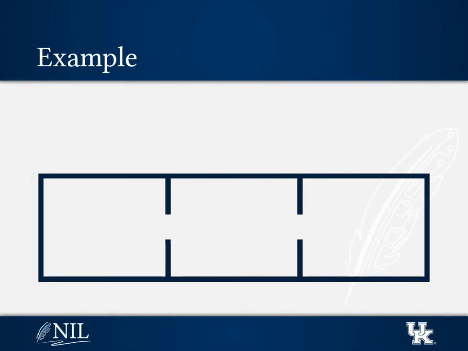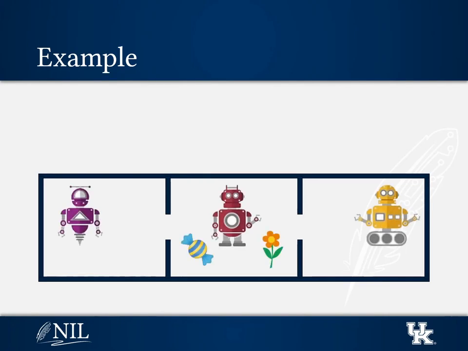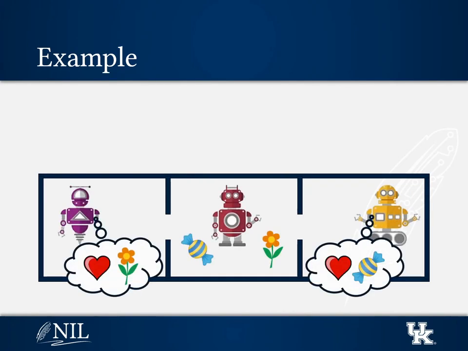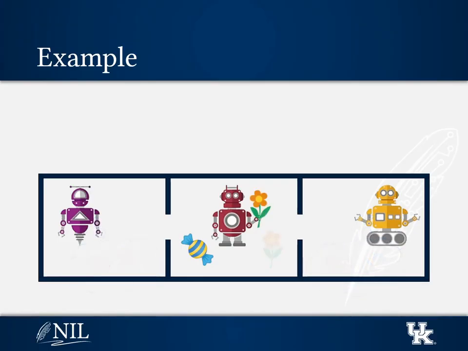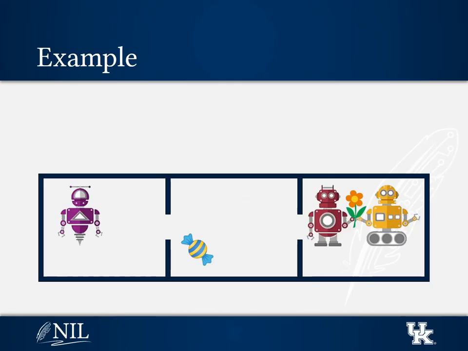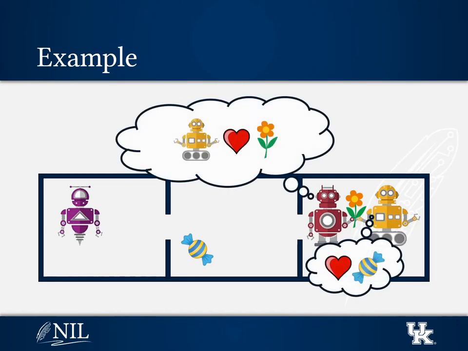Let's return to our example. Say the red robot is in love with one of the others. The purple robot on the left loves flowers, while the yellow robot on the right loves candy. We've observed the red robot picking up the flower and walking to the room on the right. What can we conclude about red's beliefs and intentions? Well, there are at least 2 reasonable conclusions. The first is that red is in love with yellow but mistakenly believes that the yellow robot wants flowers.